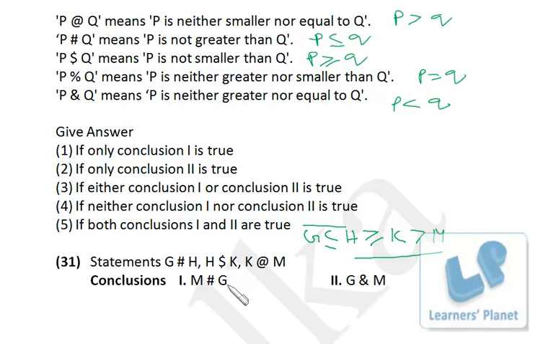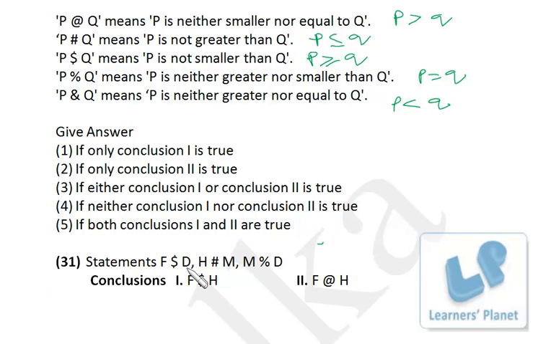Now M and G cannot establish any relationship because, as I told you, G is from this sequence and M is from this sequence, right? Again, G and M, no relationship can be established, right? So neither conclusion 1 nor conclusion 2 is true. Option 4th, right? Without assigning characters we have done this.